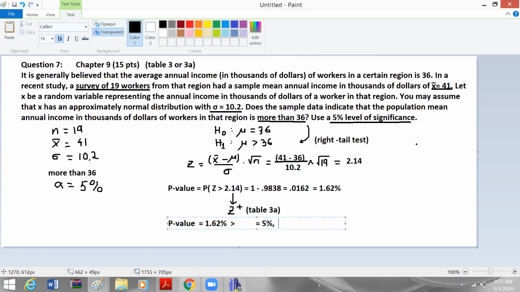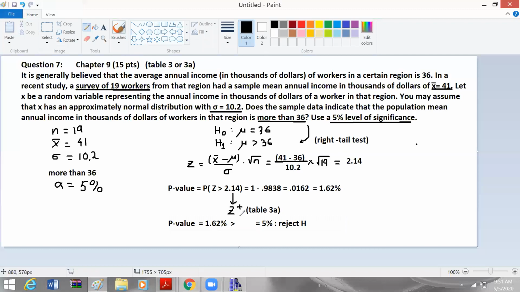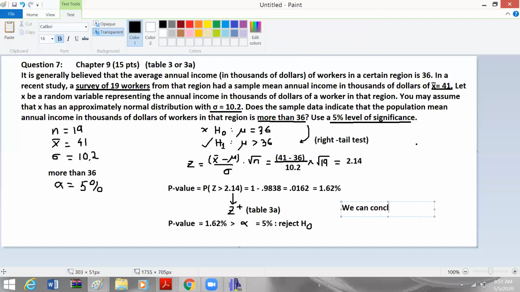So we check H0, and we have to state our conclusion, right? So this is the alpha. Okay, we reject H0. When we reject this, it means that you have to accept the other one. So we finish. We can conclude that the annual income is more than 36.